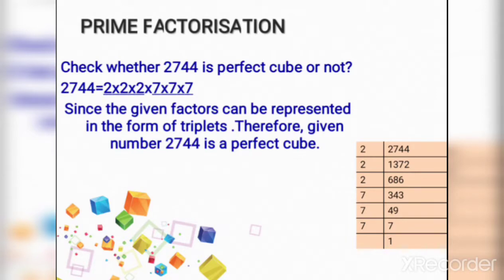Since the given factors can be represented in the form of triplets, meaning we make groups of 3 numbers, that is 2 multiplied by 2 multiplied by 2 will become one group. Similarly, 7 multiplied by 7 multiplied by 7 will become the other group. Therefore, the given number, that is 2744, is a perfect cube.